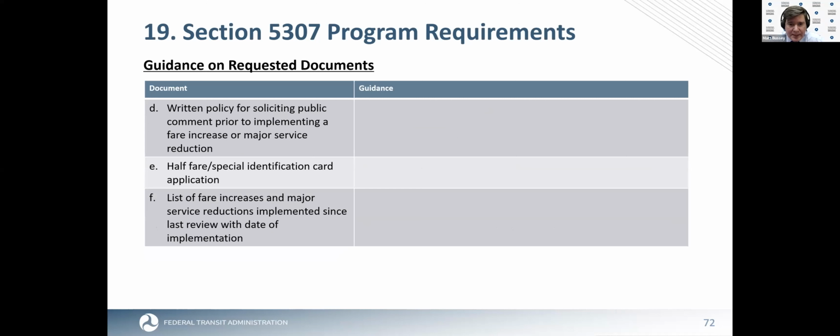Then in addition, item D, submit to your reviewer your written policy for soliciting public comment prior to implementing a fare increase or major service reduction. Note this is a little bit different than Title VI, which is a fare change or major service change. This is just fare increase or major service reduction. So a little bit of a difference there, but provide that written policy to your reviewer. For item E, provide your application for half fare special identification card for people who are disabled or elderly or that type of thing. Item F, provide a list of fare increases and major service reductions implemented since the last review with the date that they were implemented.